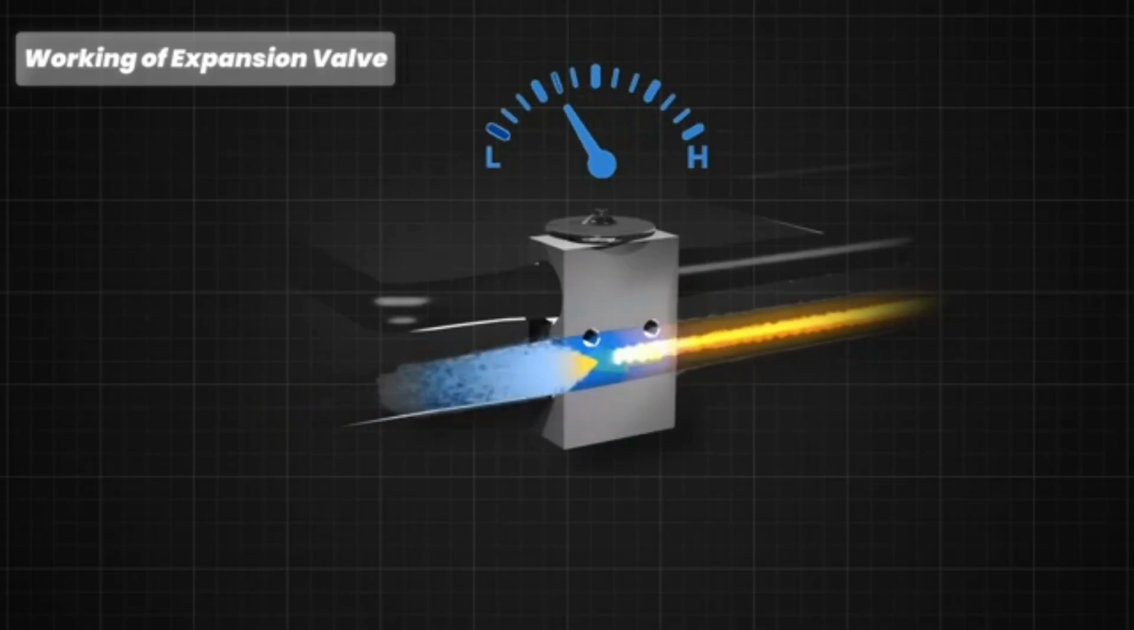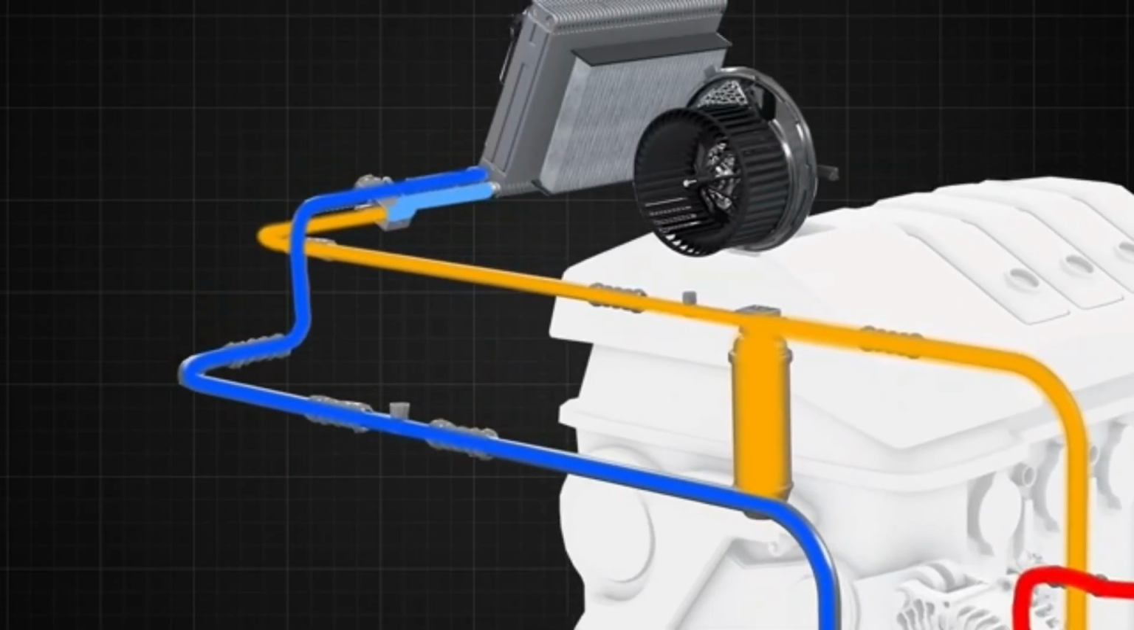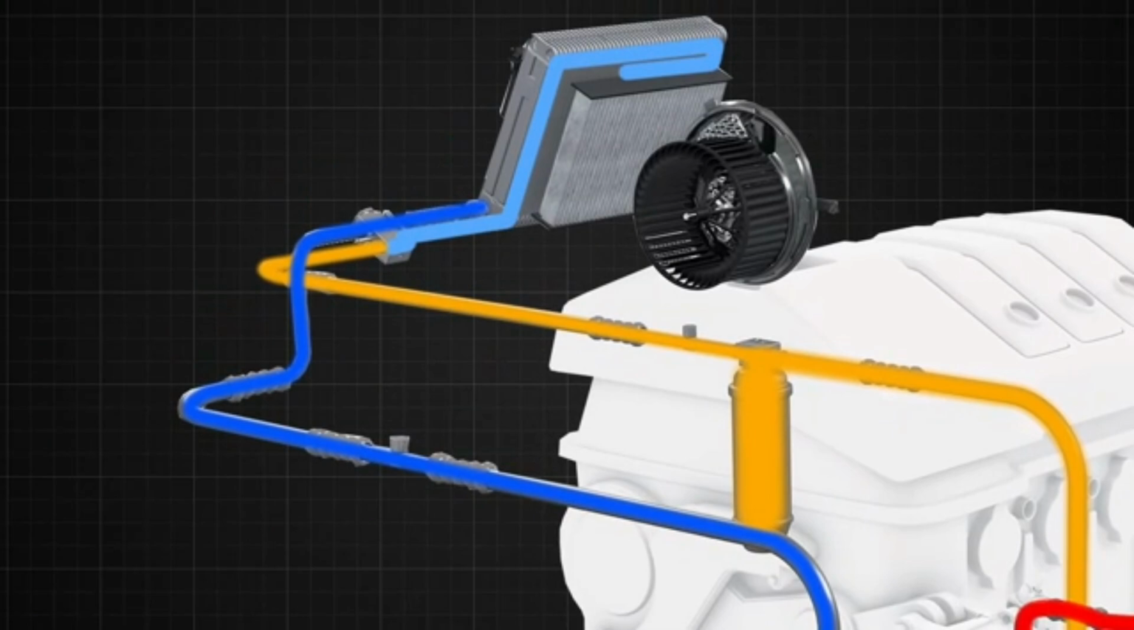This pressure drop causes a further drop in temperature, leading to a partial phase change of the refrigerant from liquid to vapor. The refrigerant exits the expansion valve as a mixture of liquid and vapor and enters the evaporator.